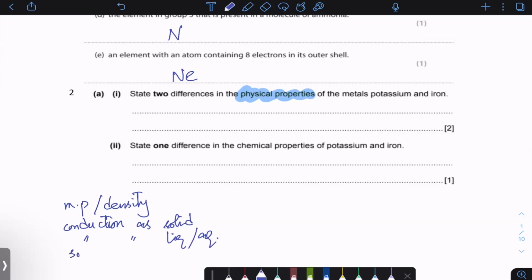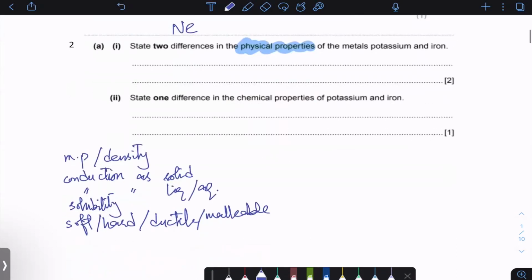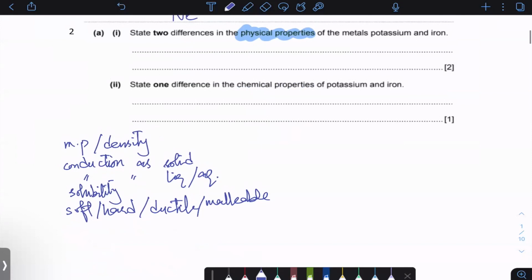Fourth one, solubility. Does it dissolve better in water or does it dissolve better in organic solvents? And lastly, is it soft or hard? या ductile है या malleable है. All of these are also considered the same. So अगर आप ductile and malleable लिखते हैं, and then you say it's soft, it's all going to be considered just 1 point. So these 5 main physical properties are what the examiner is expecting us to answer from.